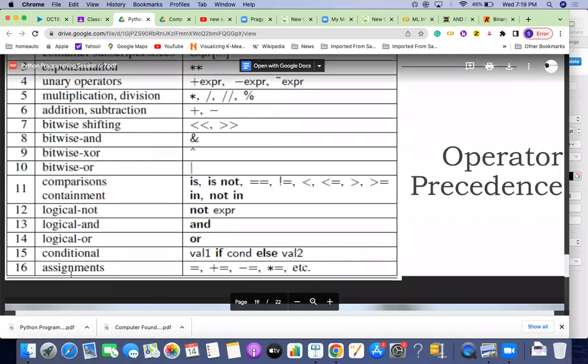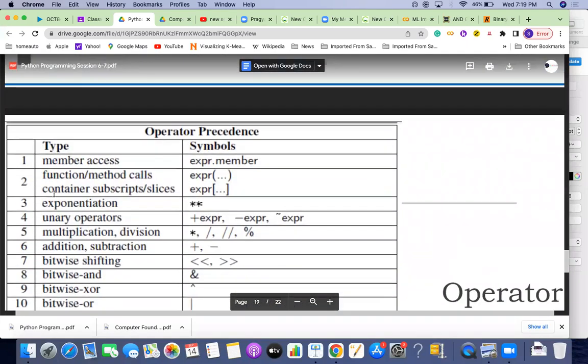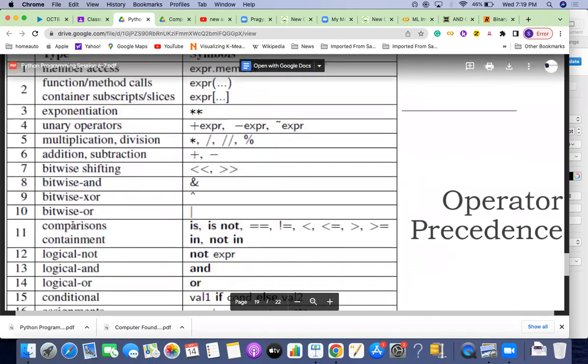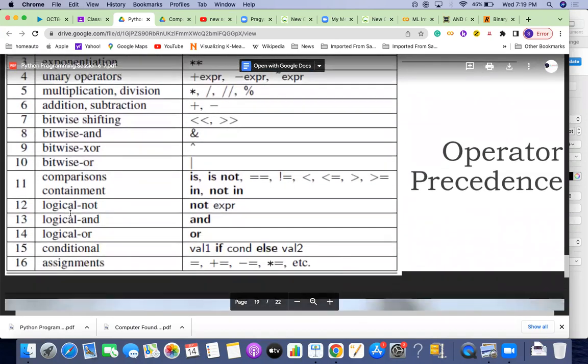Usually member access and functions will always be higher, and exponentiation is always higher. After exponentiation come the unary operators in most programming languages, and then multiplication, division, and addition. After that the bitwise operators will come, then comparison, then logical, and last are conditional and assignment. Always last will be conditional and assignments. This is the same across almost all programming languages, and here too, but sometimes there may be changes.